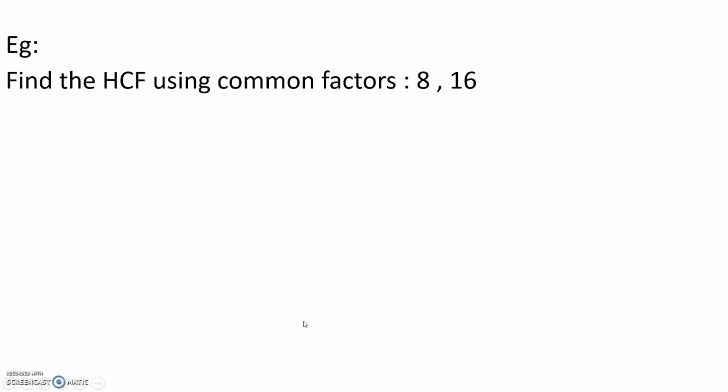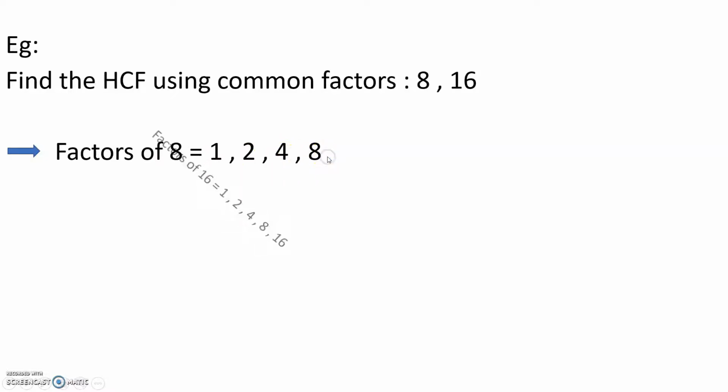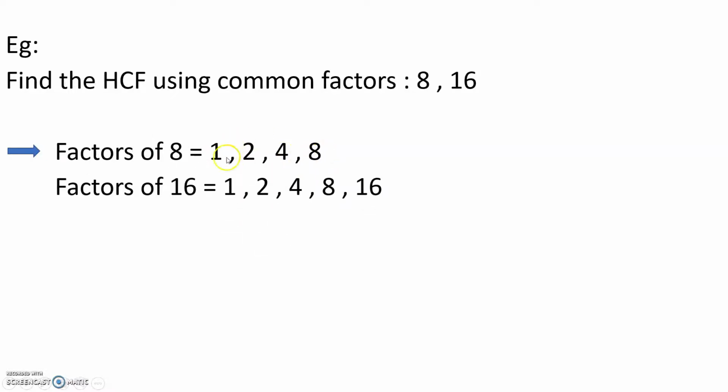Find the HCF using common factors of 8 and 16. We'll just have to see factors of 8. Now 8 comes in which all tables? It comes in 1's table, 2's table, 4's table and 8's table. Now we'll see which tables 16 comes in. Yes, 16 comes in 1's table, 2's table, 4, 8 and 16's table.